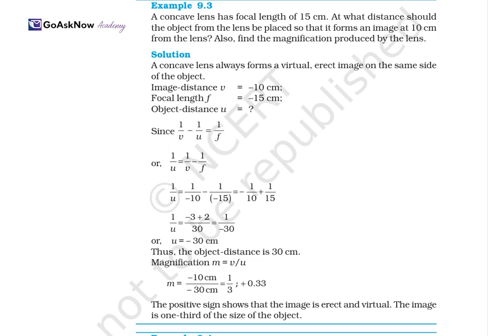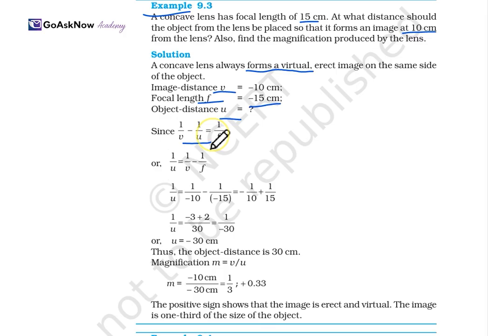We have one example of a convex lens. Focal length is given as 15 centimeter. Find the object distance that forms an image at 10 centimeter from the lens. Also find the magnification produced by the lens. Firstly, a concave lens forms a virtual erect image on the same side of the object. Here V is equal to minus 10 centimeter, focal length F is equal to minus 15 centimeter. We also have to follow the sign convention on the basis of the image formation. So the object distance you will have to find.